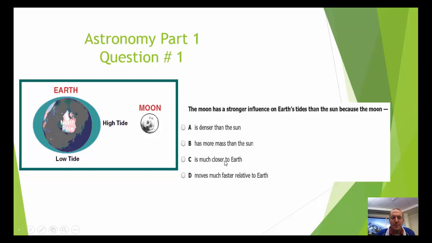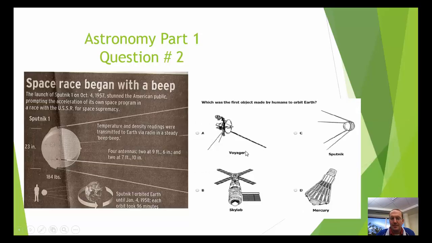C, it is much closer to the Earth. The moon is much closer to the Earth. Or D, moves much faster relative to Earth. No, that is incorrect. Let's go back to C. C is much closer to Earth. As the moon orbits around the Earth, the water on the Earth is going to move and be affected by the moon. So C is the best answer here.